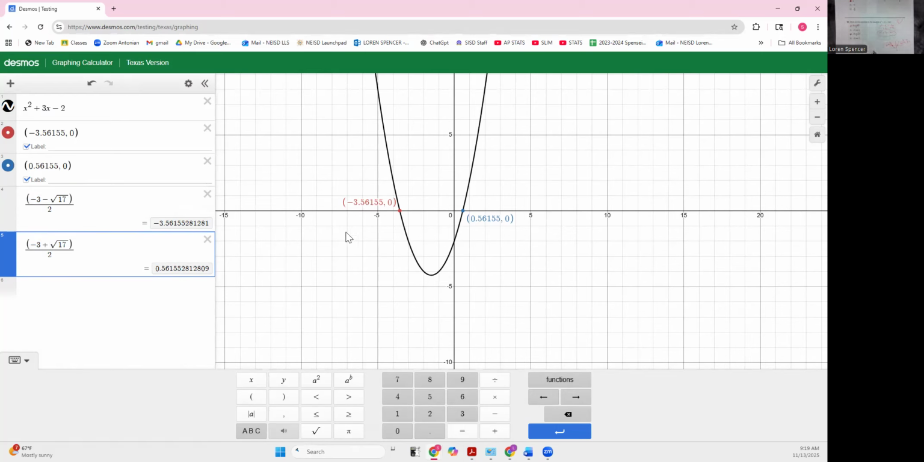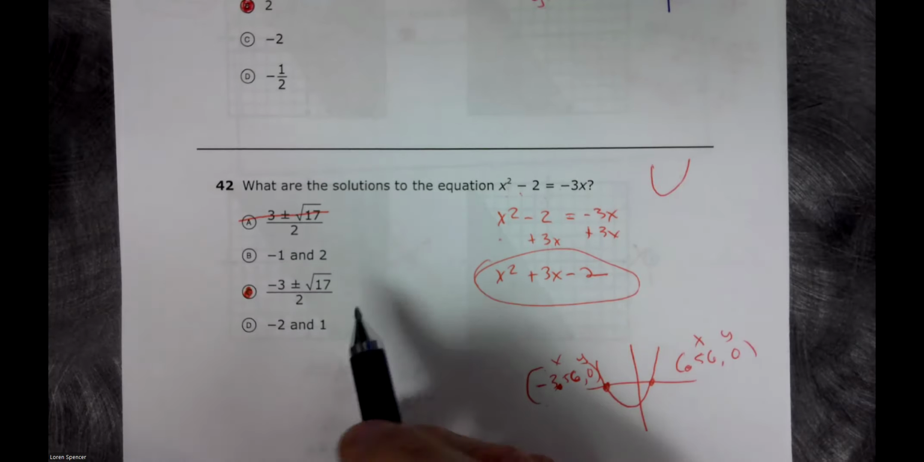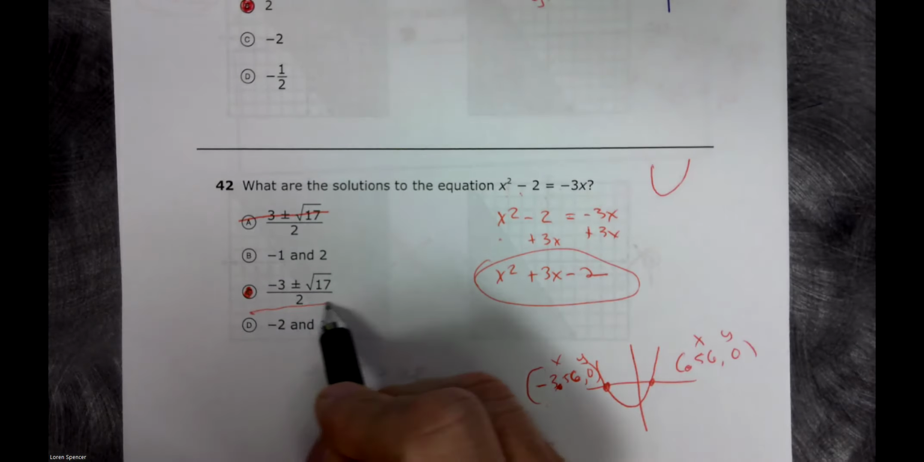Now, I knew it wasn't going to be B or D because this is a decimal answer. So the only ones that give me decimal answers are A and C. B and D were nice integer numbers, so it can't be B and D. So our answer to this is C.